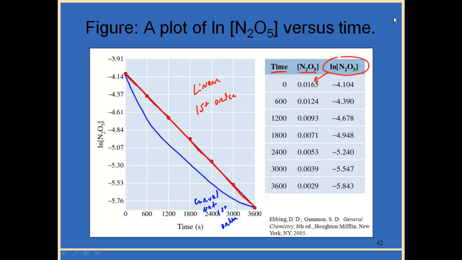Now, if it's a linear line in your first order plot, then when you do your 0 order or your second order, they will not be linear. Okay? If it's linear in 0 order, then it won't be linear in first order. It's only going to be linear in one of the 3 plots. And that tells you what the order is. Okay? So there's other ways that we will do the graphs for the 0 and second order. Instead of natural log of N2O5, we will do just concentration of N2O5 for your 0 order, and we'll do the reciprocal of the concentration for your second order.